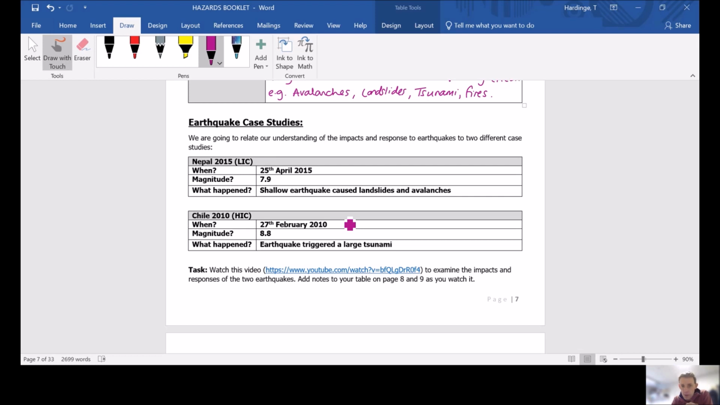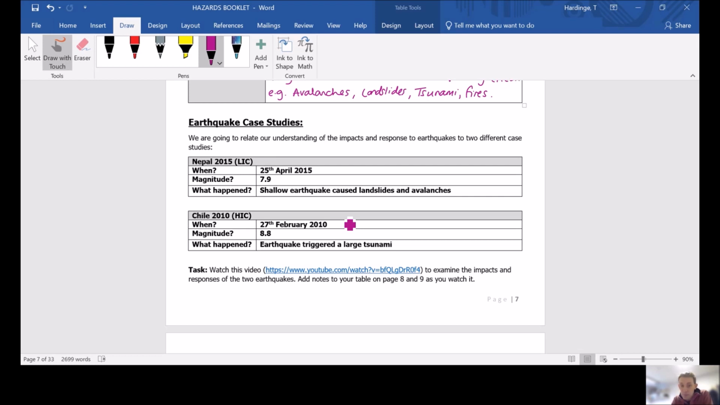So in Nepal, it happened on the 25th of April 2015, and it was a magnitude 7.9. That indicates the strength or size of the earthquake. And bearing in mind that a 9 point something is probably about the largest earthquake we would ever experience on the planet, we can see it's a relatively large earthquake.